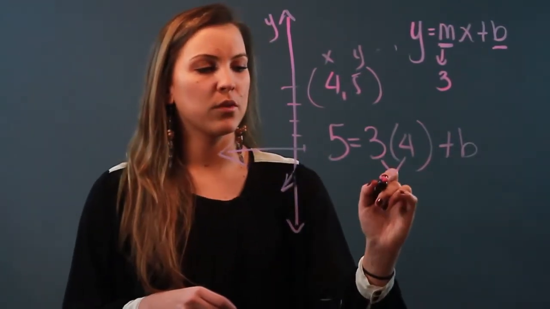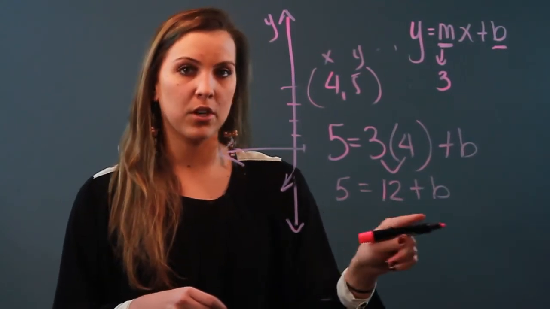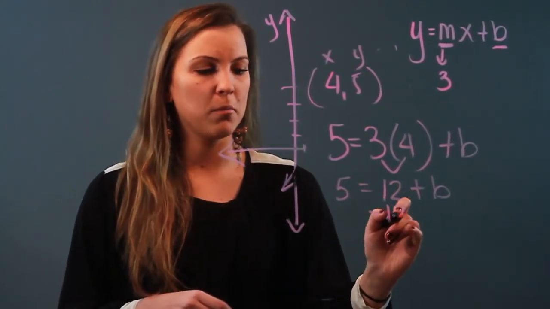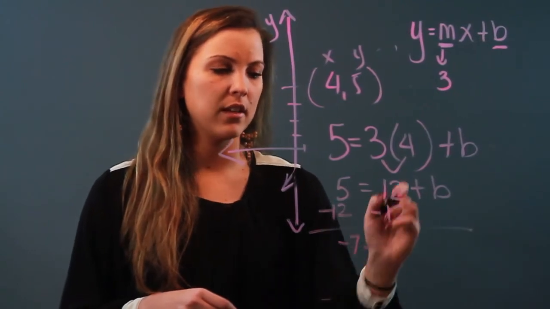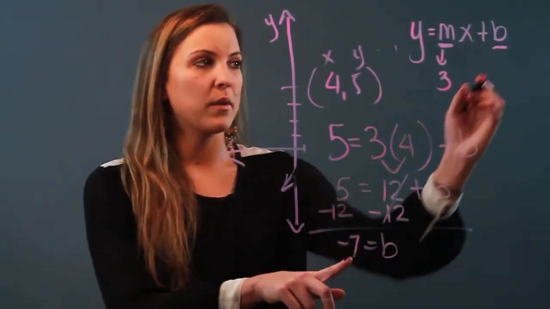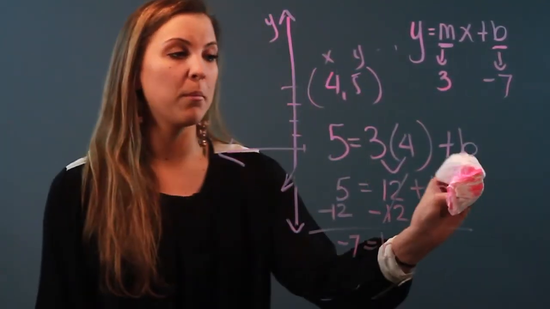So 3 times 4 is 12. I have 5 = 12 + b. I'm using inverse operations to solve for b. So I'm going to do minus 12 on both sides, and that gives me -7 = b. So now I've got my b equaling -7.